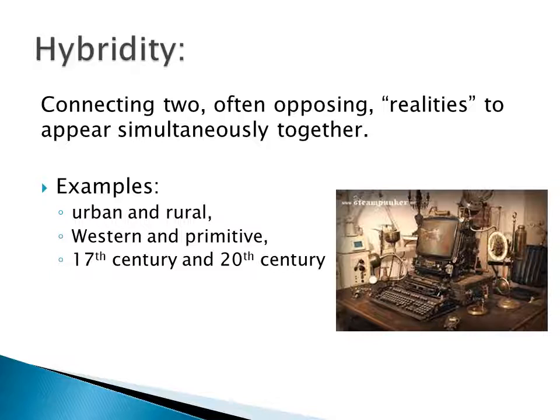This picture that I found on the right-hand side is from a steampunk website, but it also kind of carries over this idea pretty well. You have an old-fashioned keyboard with a modern-day monitor, and keeping in mind that desktop computers really weren't hitting businesses till the 1970s and 80s. So that would, of course, be a contradictory or paradoxical hybrid. So often you see examples of urban and rural being together, the Western and the primitive, meaning European and the primitive, and then the 17th and 20th centuries.